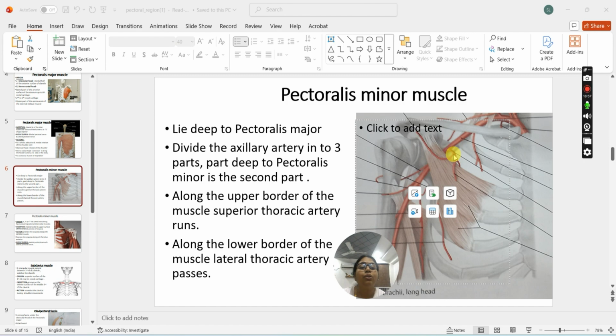This is another artery called the thoracoacromial artery. Forget about it. We'll go to that later. Okay, and along the lower border you can see another branch here. This is called the lateral thoracic artery. So along the upper border you have the superior thoracic artery, and along the lower border of the same muscle we have the lateral thoracic artery.